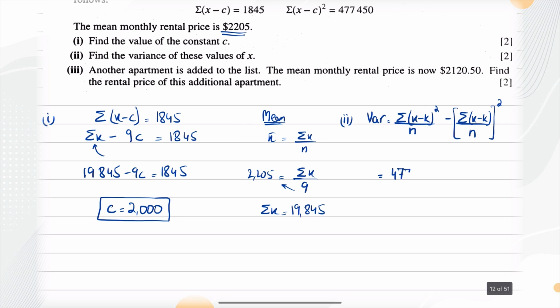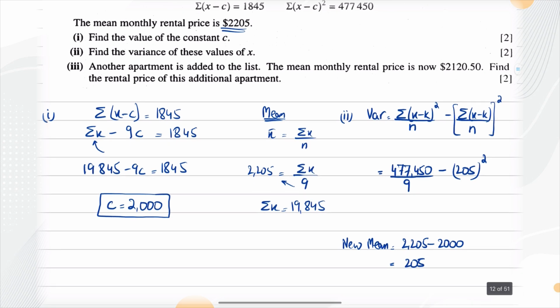So 477,450 divided by the number of terms, which happened to be 9. And from it, we're going to subtract the new mean. So I'm going to work that out on the side over here. So new mean is going to be equal to the old mean, which was 2,205 minus 2000. So that's equal to what? That is equal to 205. So minus the square of 205.